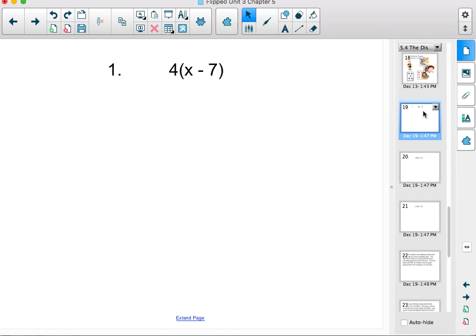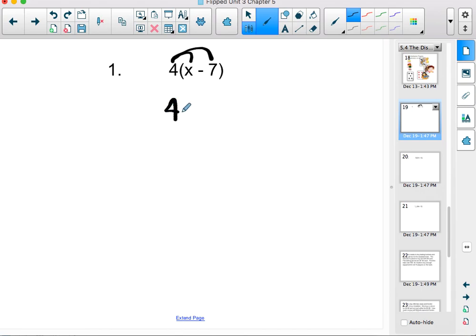In number 1, we are asked to distribute the 4 into the parentheses. This problem is read 4 times the quantity of x minus 7. Our job is to distribute the 4, which means we give that 4 to all the terms inside the parentheses. We do that with multiplication. So the first term is 4 times x. That's going to be 4x. Remember, a number next to a variable means to multiply.